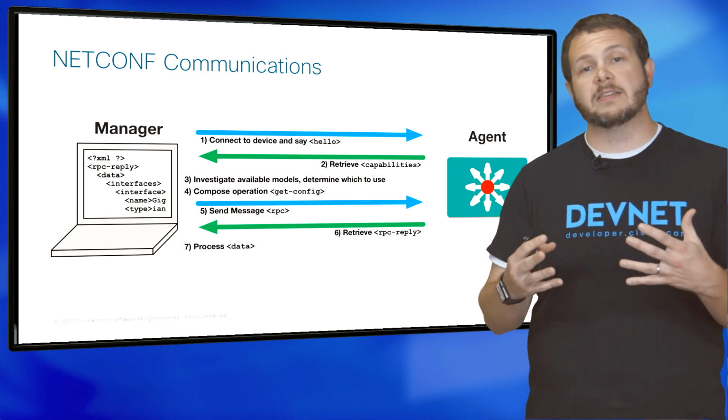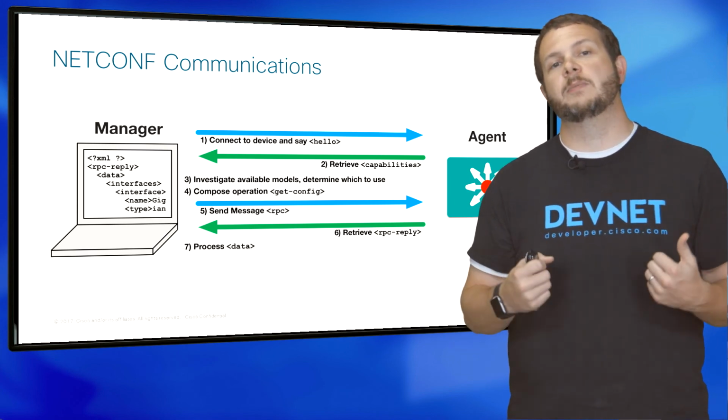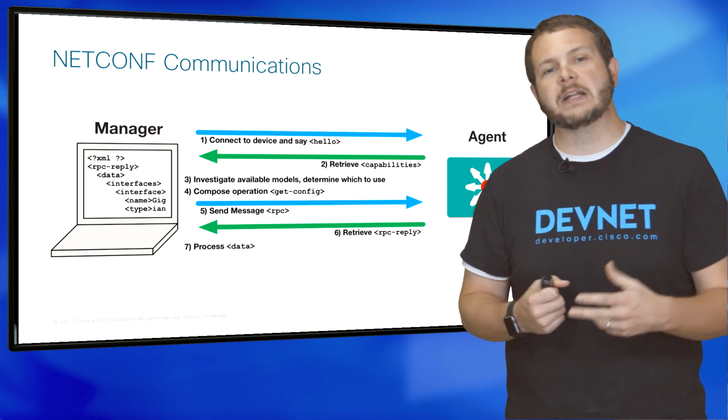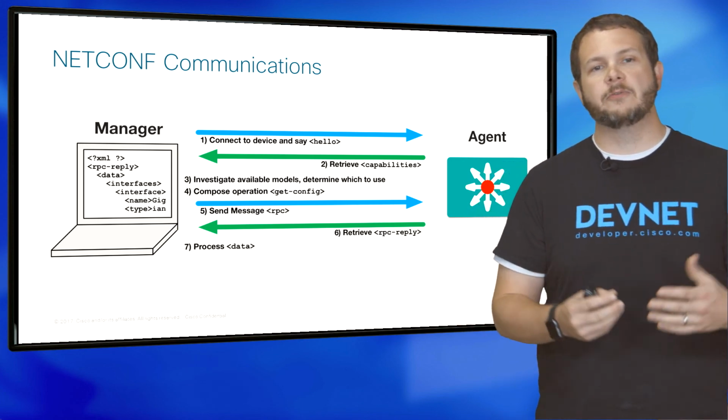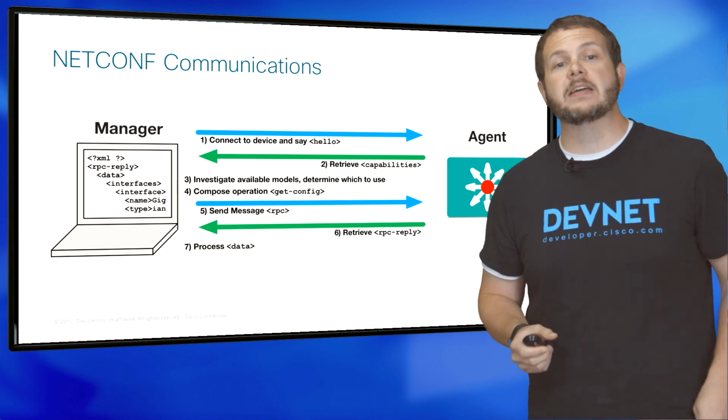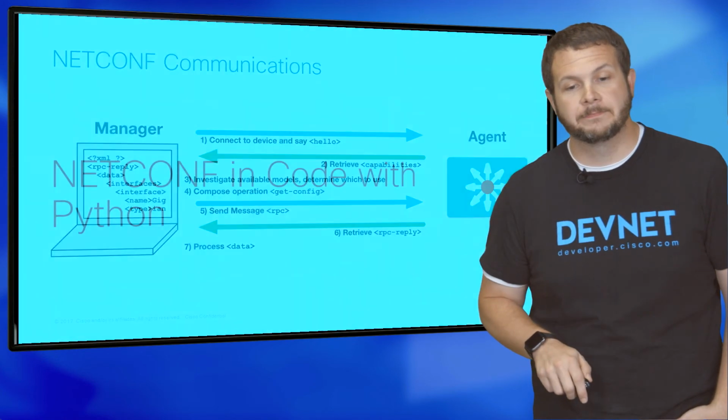Once the agent has processed our request, it will send us back an RPC reply that we can then inspect the data for to see what was out there. At a high level, those are the back and forth steps. Now let's dive into some Python code and see how we can actually use that.